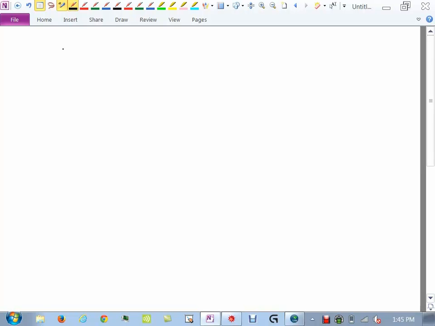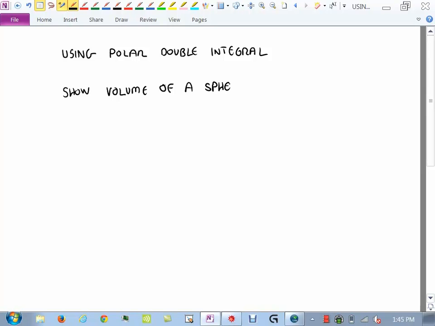Okay, how about this? I'm making this problem up. Sorry, it's not in our notes. Using a polar double integral, show the volume of a sphere, radius r, is, what is the volume of a sphere? 4/3 pi r cubed.